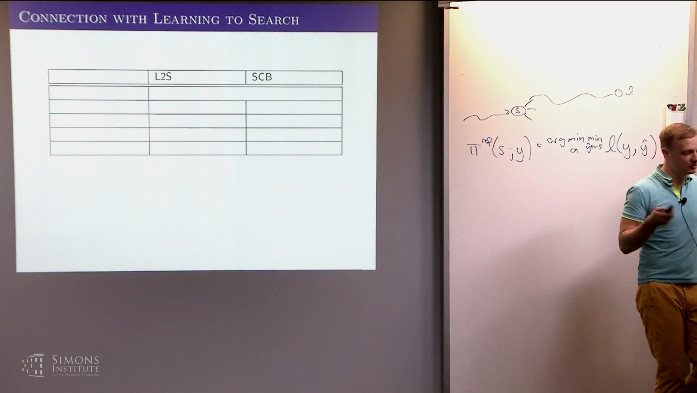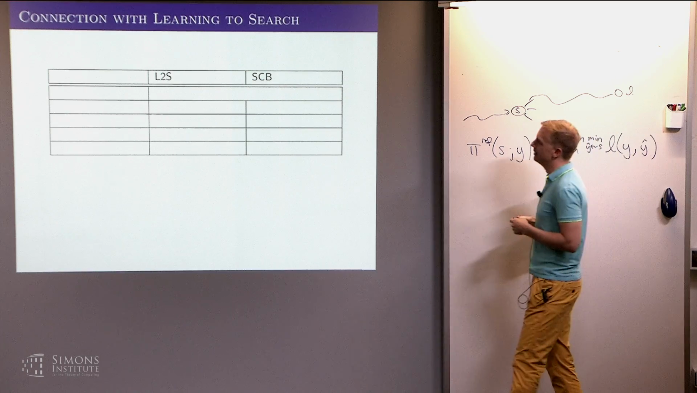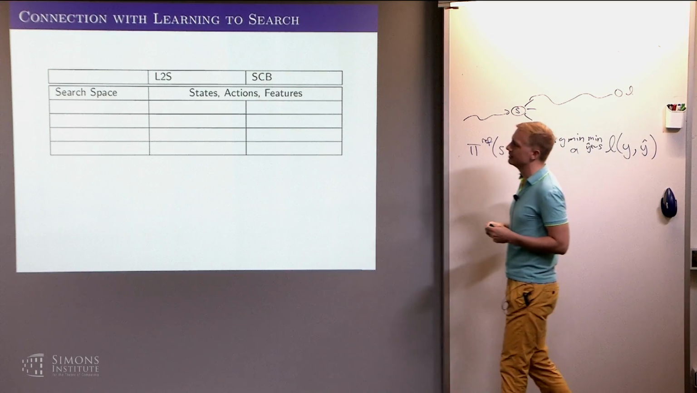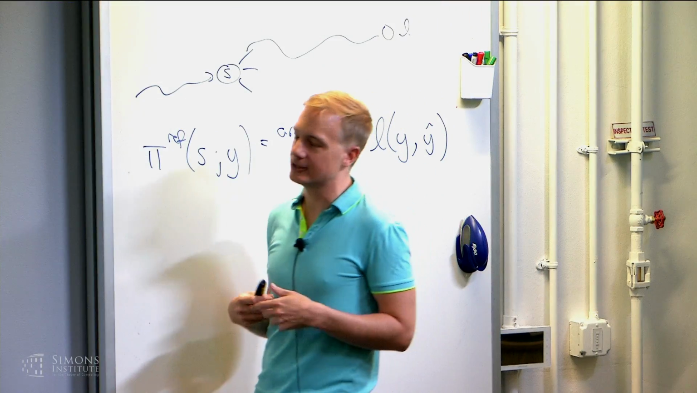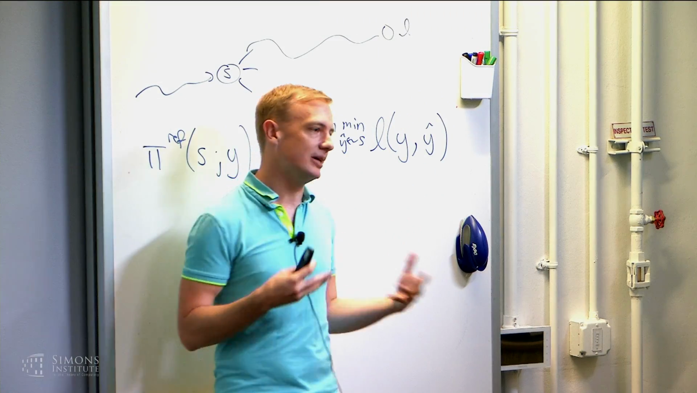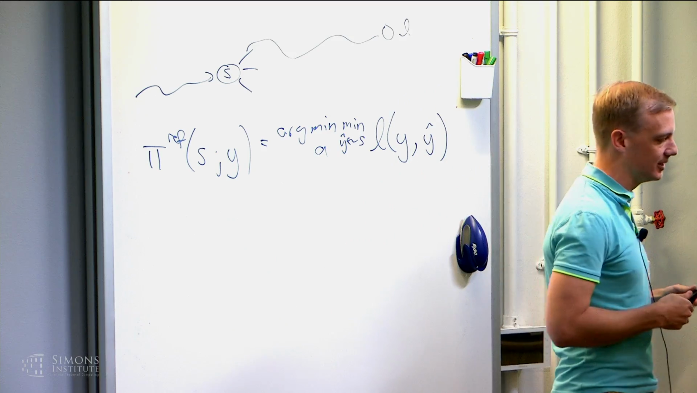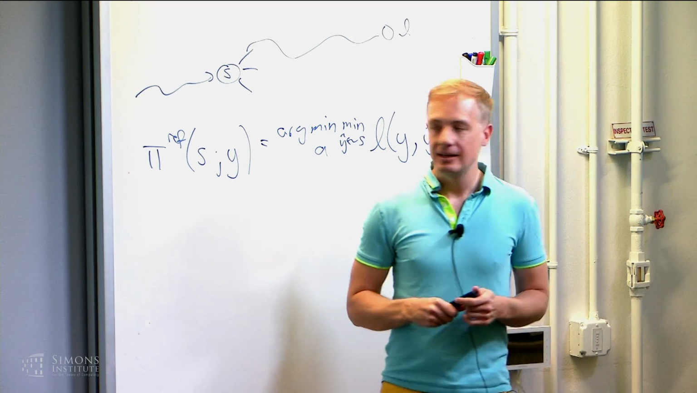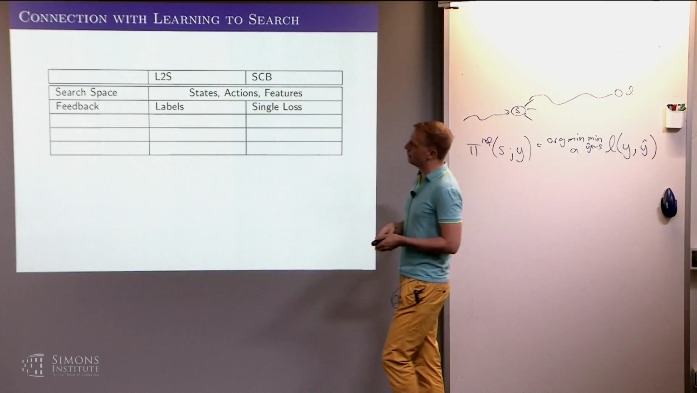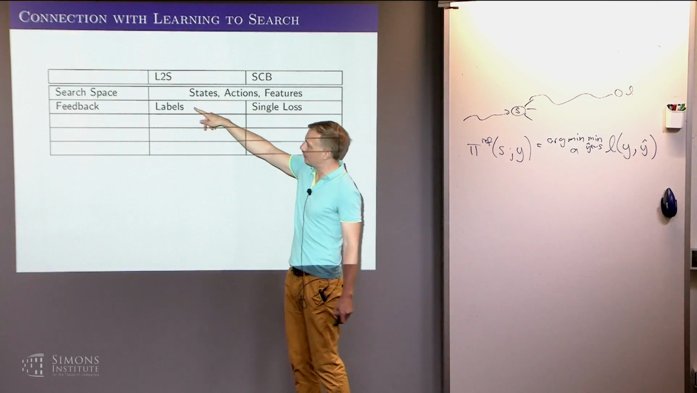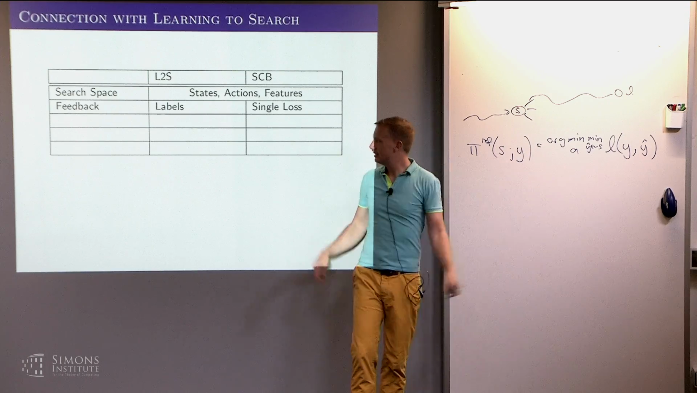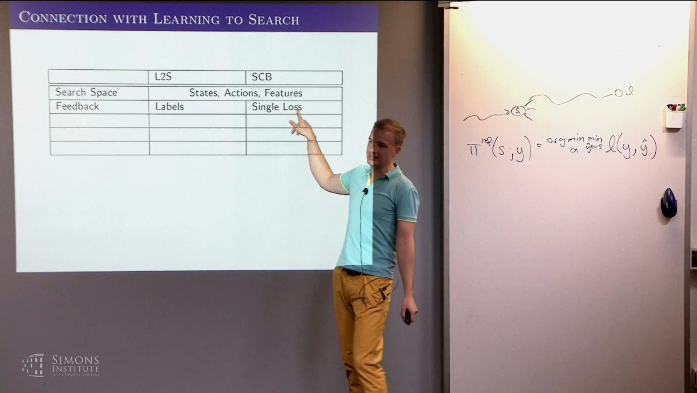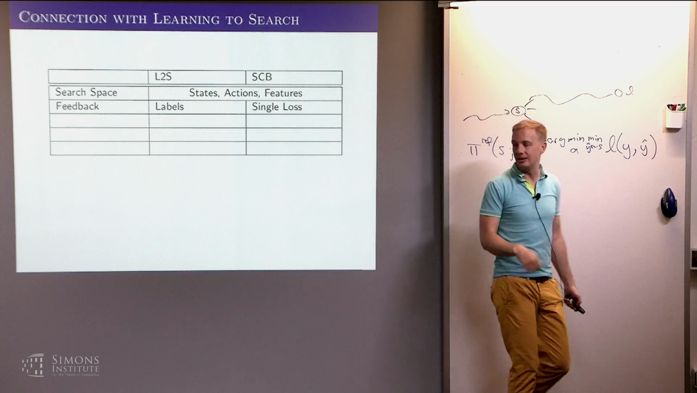So how does this compare to the structured prediction case? So we're going to think about the states, the search space, in exactly the same way. So we have a bunch of variables. We're making decisions. We're exploring the space. The feedback is very different. So before we get full labels from which we can play games like this, here we just get to make a single prediction and collect a single loss.